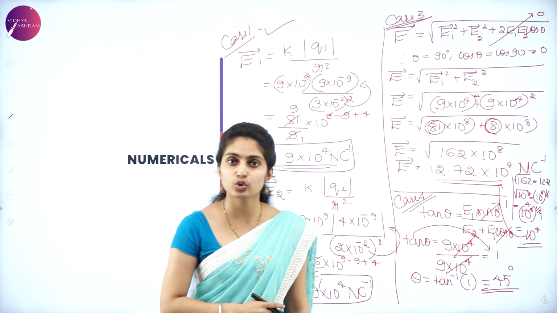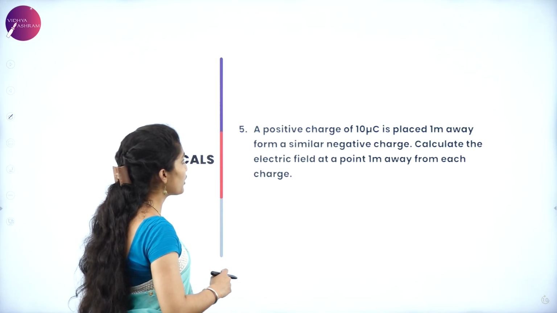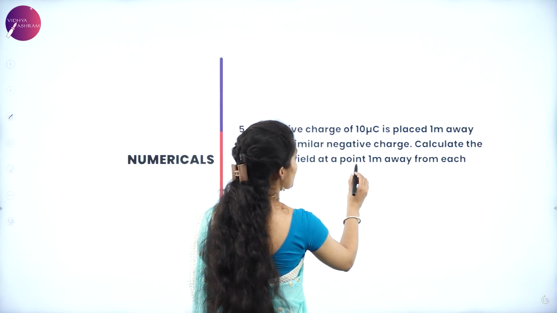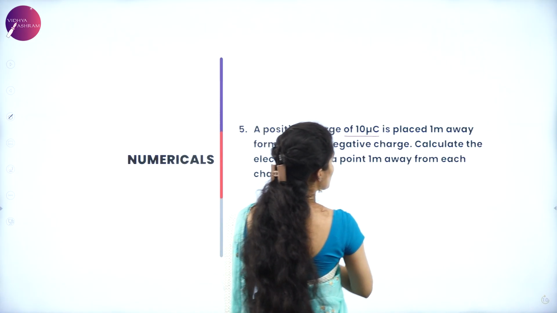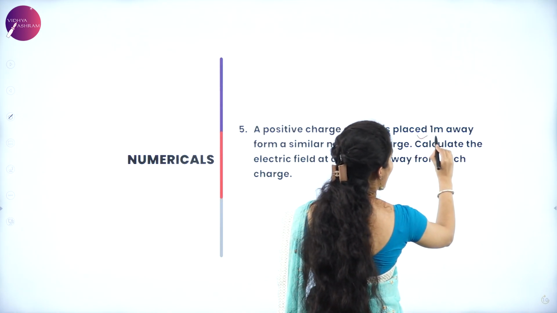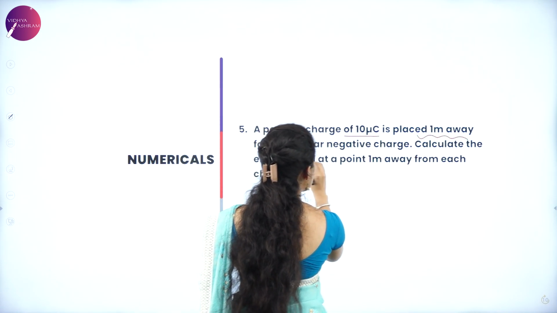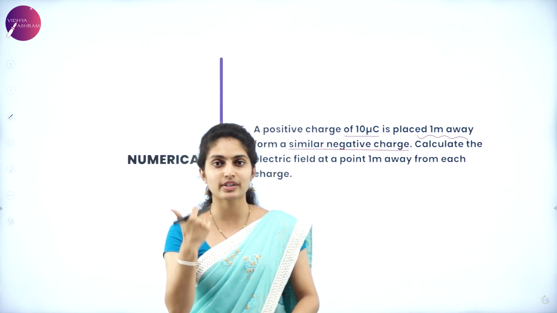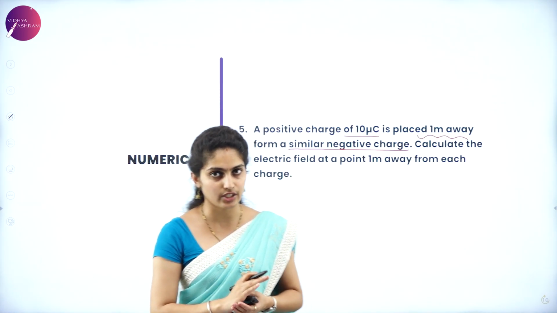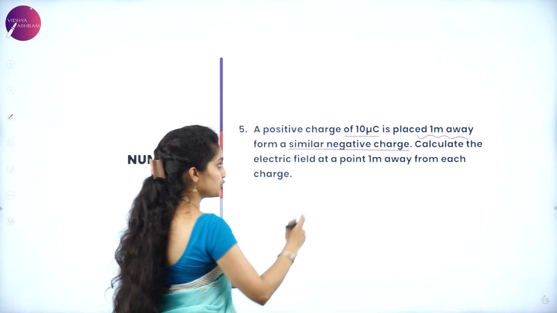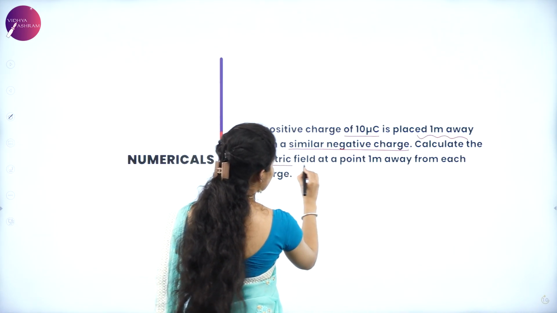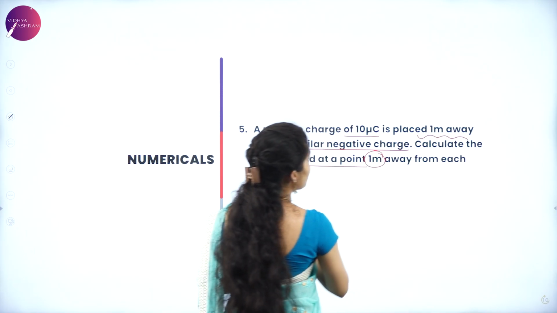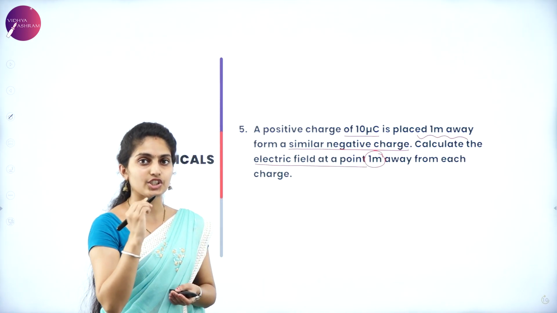Now moving on to question number 5. You have a positive charge of plus 10 microcoulomb placed 1 meter away from a similar negative charge. So there are two types of charges, one positive and one negative. What are we supposed to do? Calculate the electric field at a point 1 meter away from each charge.